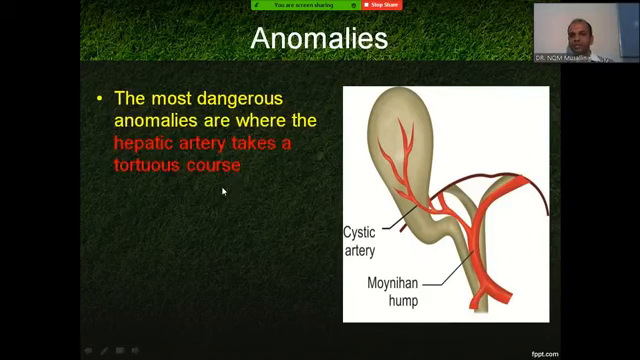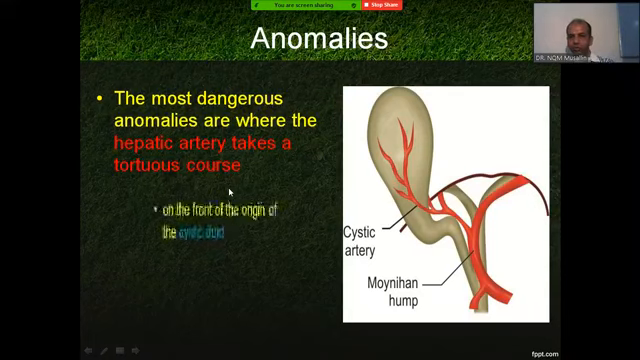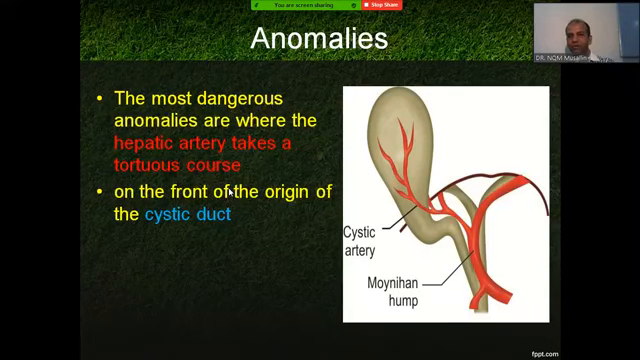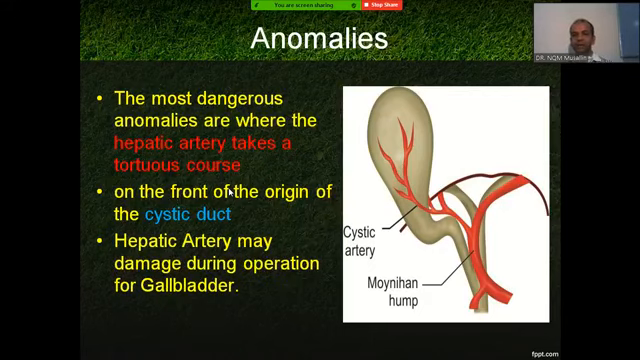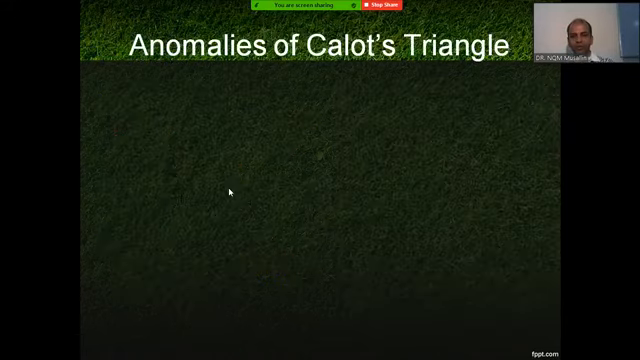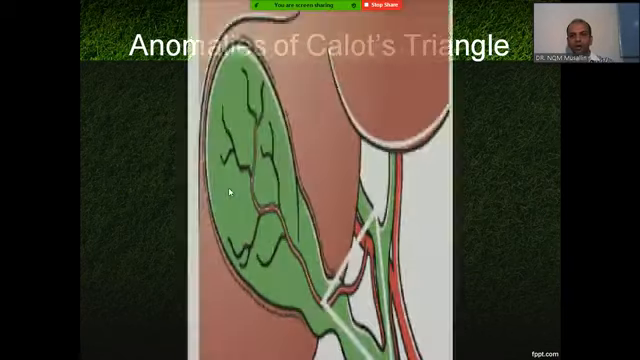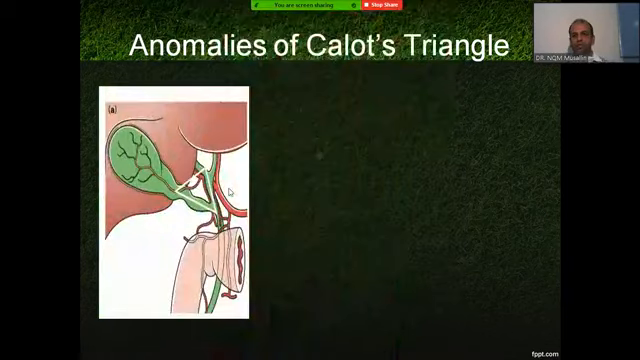This is the most dangerous anomaly, where the hepatic artery takes a tortuous course in front of the origin of the cystic duct. The hepatic artery may be damaged during operation of the gallbladder. So what are the anomalies of the Calot's triangle?